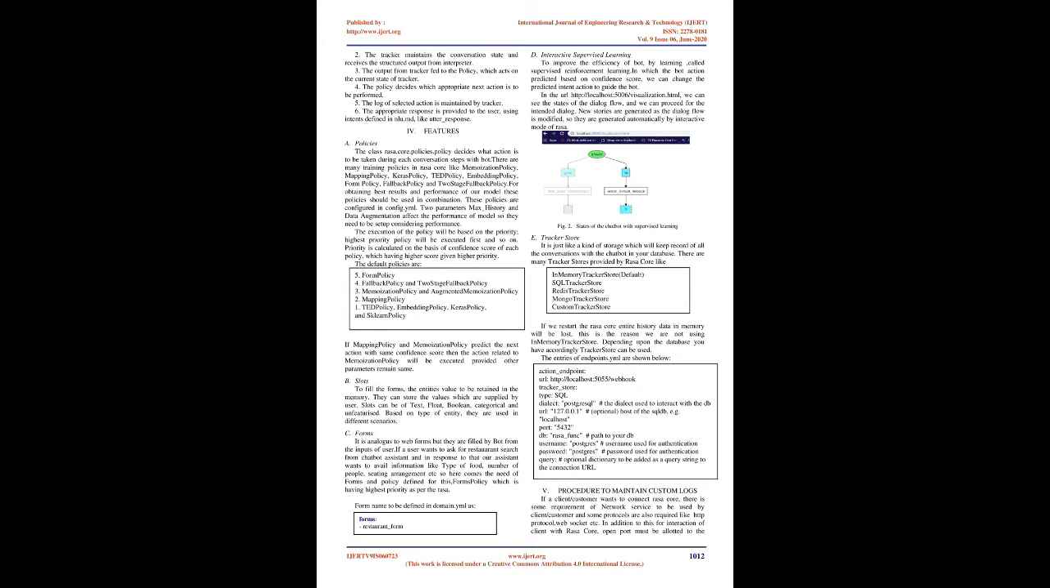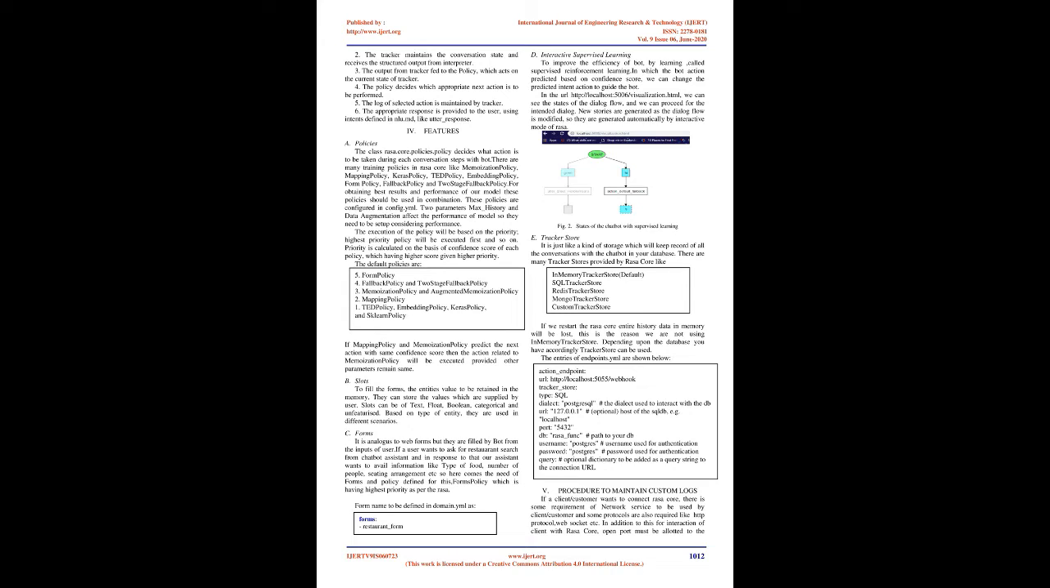C. Forms. It is analogous to web forms, but they are filled by the bot from the inputs of the user. If a user wants to ask for a restaurant search from the chatbot assistant, and in response our assistant wants to avail information like type of food, number of people, seating arrangement, etc., here comes the need for forms and the policy defined for forms, the form policy, which has the highest priority as per Rasa. The form name is to be defined in domain.yml as forms, restaurant_form.